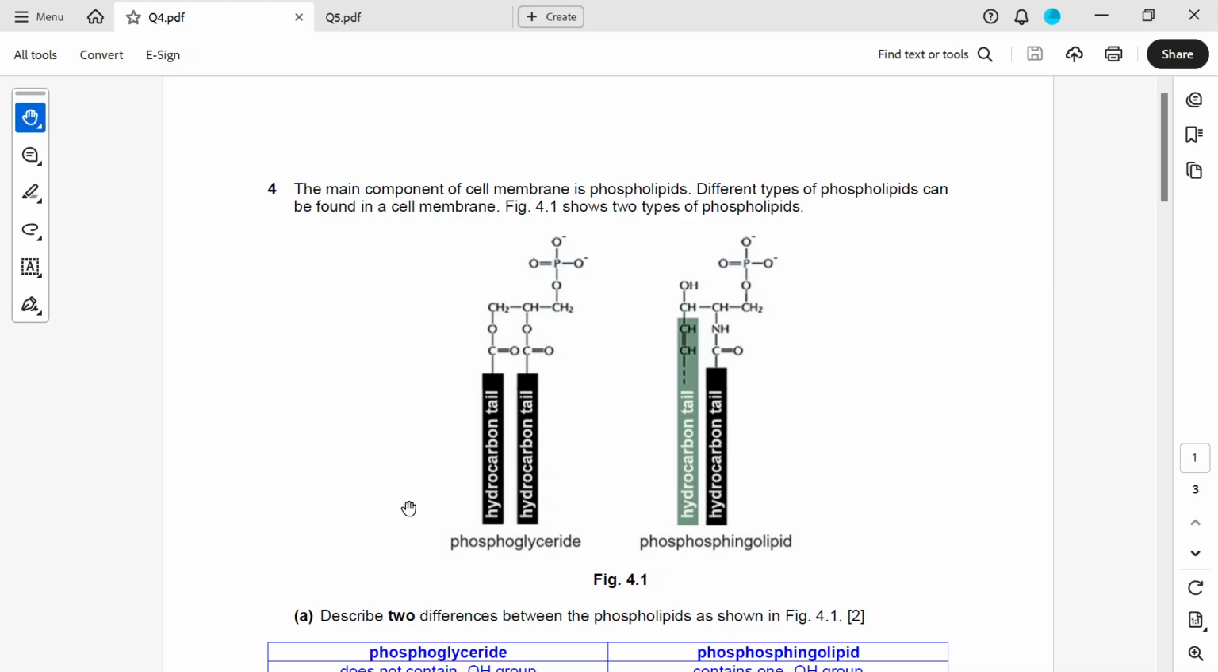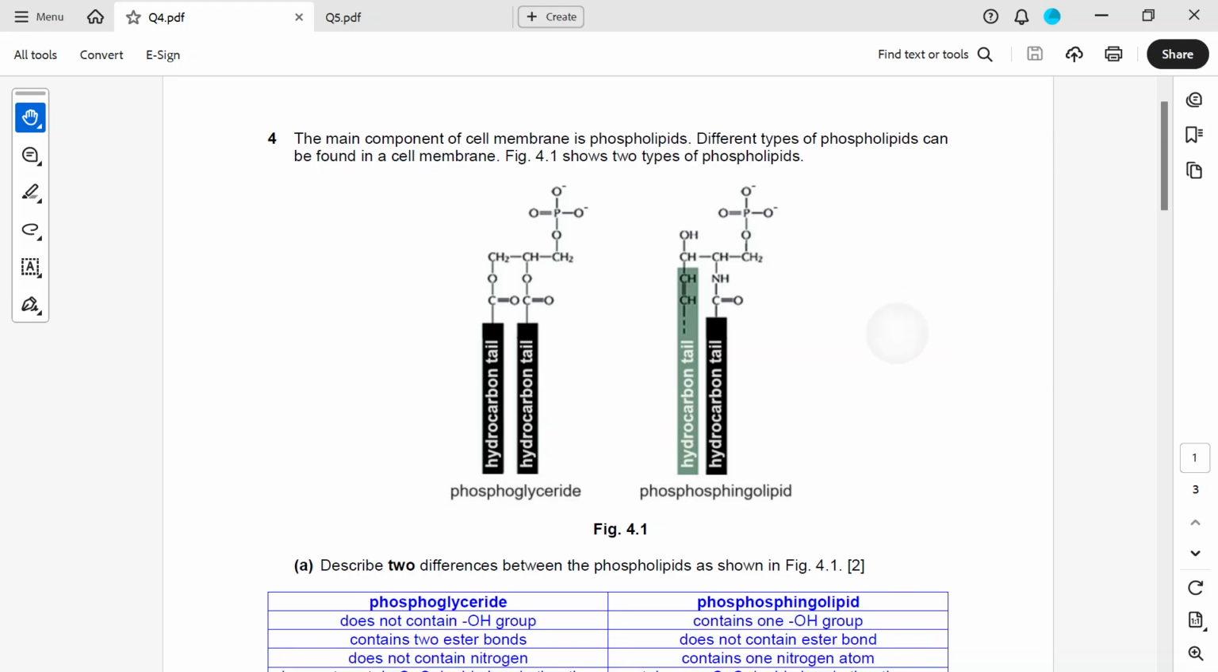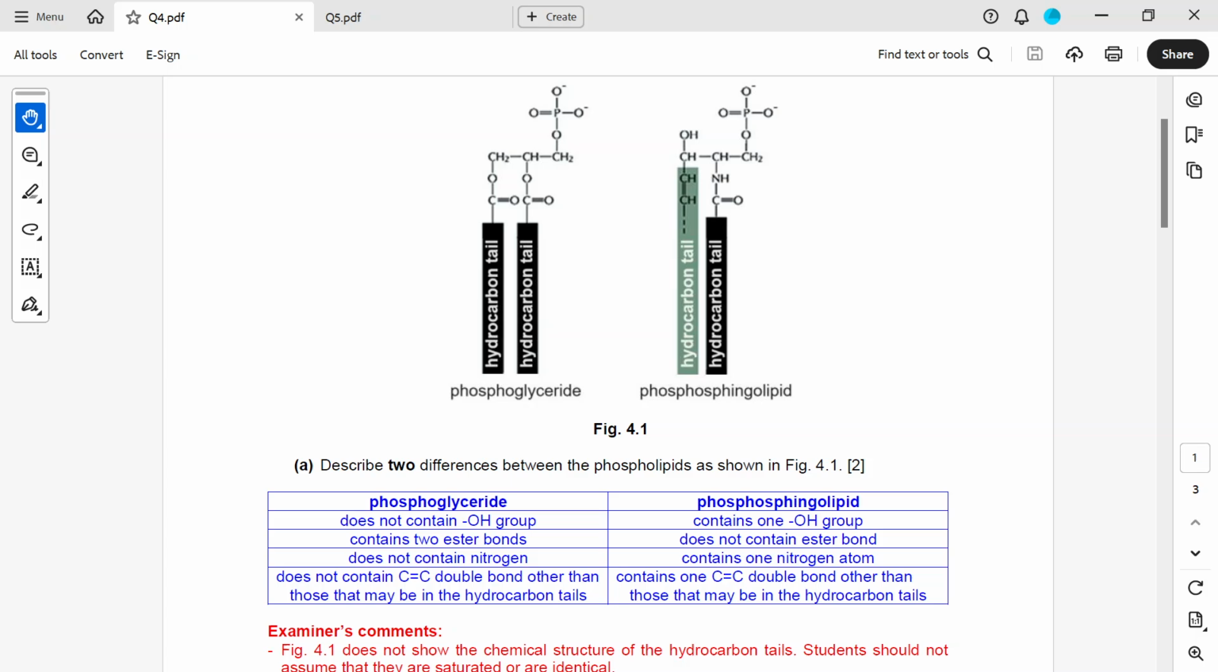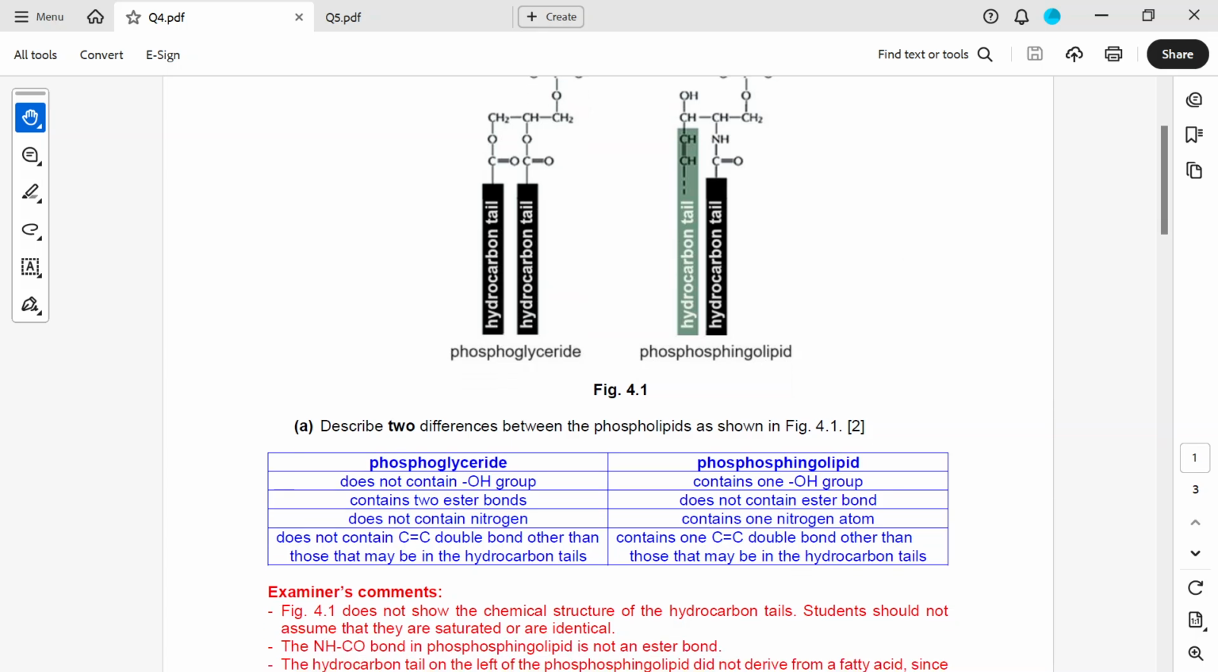As such, I am not accepting the suggestion that the hydrocarbon tails are all saturated but identical chemically. It's a pictorial representation. You don't really see the chemical structure. That's why the differences shown here are what I will accept more readily.